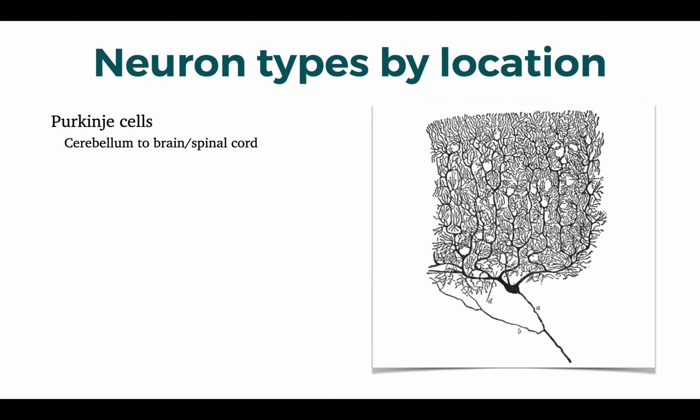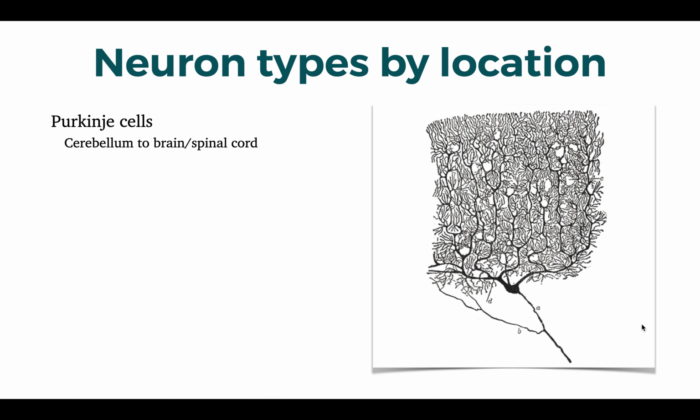Here's a drawing of a Purkinje cell. This is actually a drawing by our friend Cajal. Remember, he's the one that perfected the Golgi stain so that we could better see the structure of neurons. This is a very complicated cell, right? And Purkinje cells only occur in the cerebellum.